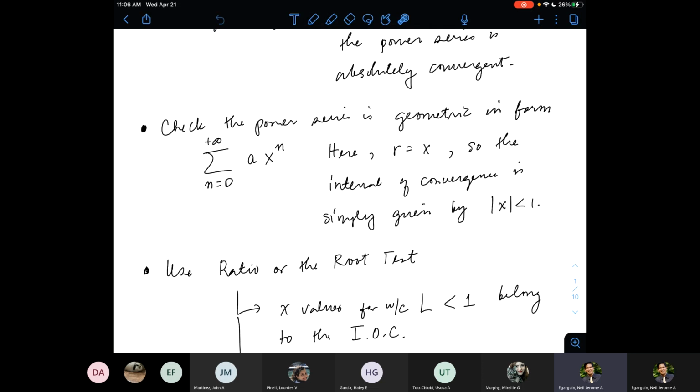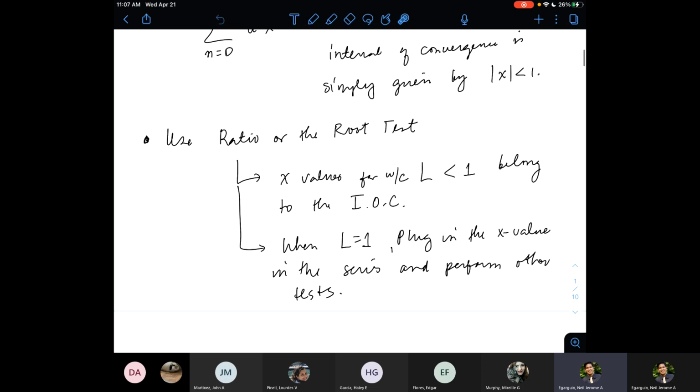First, you can check if the power series is geometric in form because that's easier. When the coefficients of your powers of x are just a constant, then it's a geometric power series, and you can just take the absolute value of x, compare it to 1, and that would be your interval of convergence. But in a more general case, we need to apply either the ratio or the root test. We check for x values where the corresponding limit is less than 1, and thus they belong to the IOC.